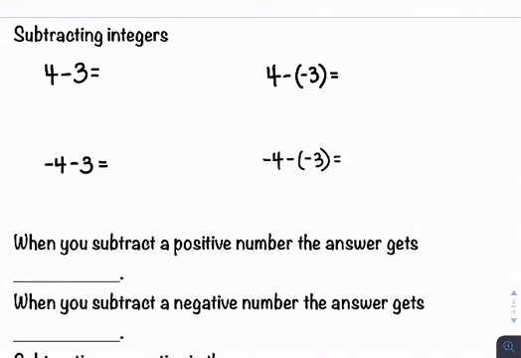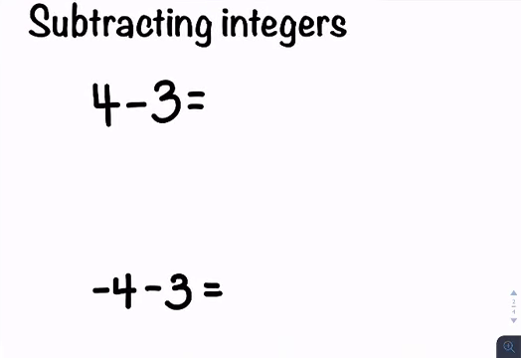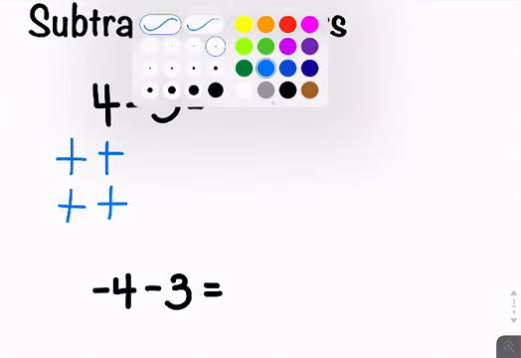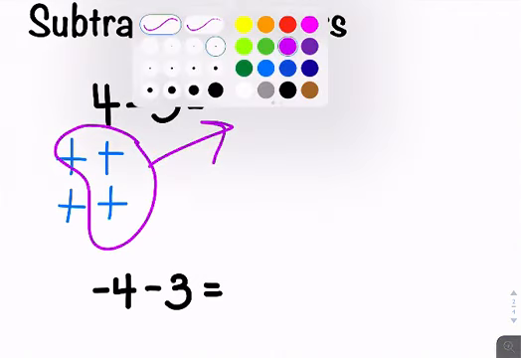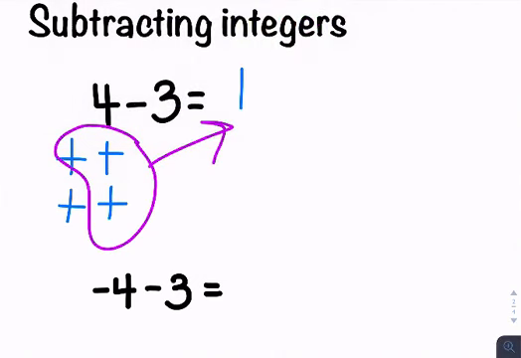All right, the next one is about subtracting integers. So, if we start out with 4 positives, and now it says to subtract 3 positives. I do have 3 positives that I can subtract, so I'm just going to take those 3 positives, get rid of them. My final answer is positive 1. I started with 4 positives, I took away 3 positives.